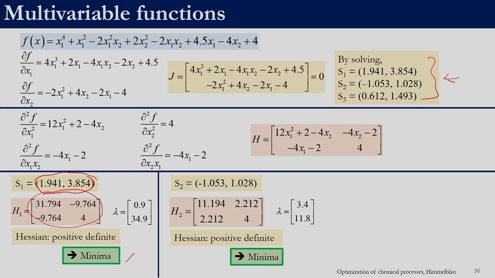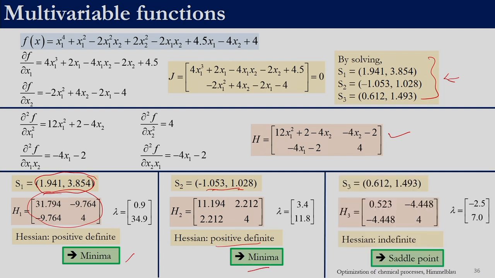So for the second point, again, if we plug these x1, x2 values into this Hessian matrix and calculate the eigenvalues, you will see that both the eigenvalues are positive. So again, this Hessian is positive definite. So this point corresponds to a minima.